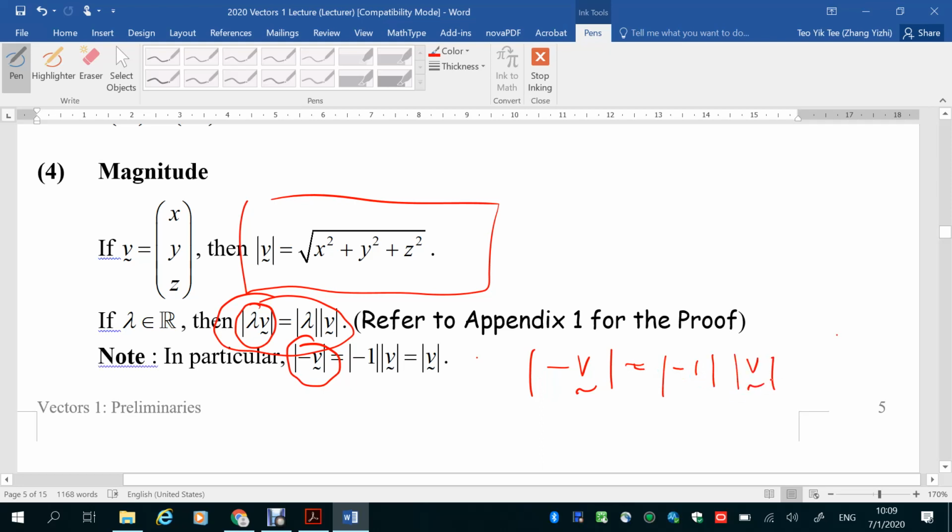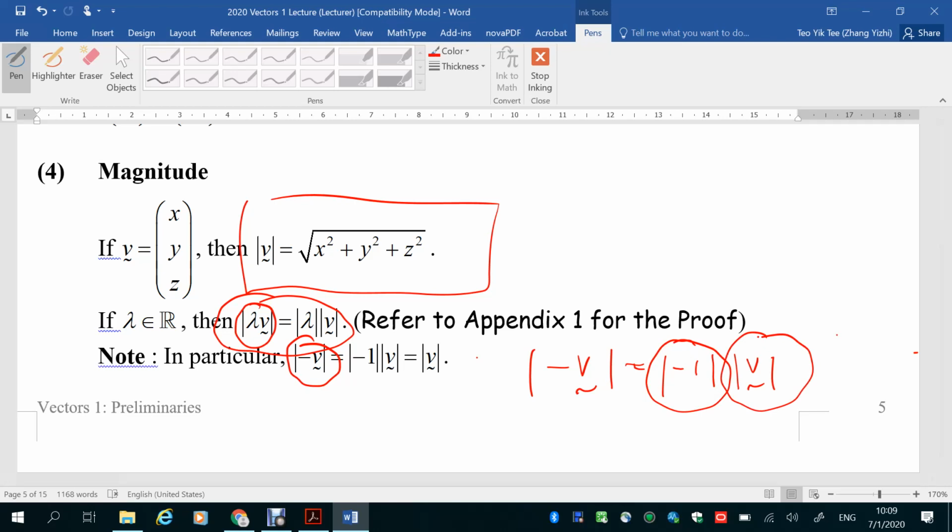So let's use layman English to help you. This magnitude of minus 1 times magnitude of v. Magnitude means length, right? What's the length of minus 1? Length of minus 1? 1. So the sign just disappeared. So this is why sometimes students confuse magnitude with modulus. Okay?